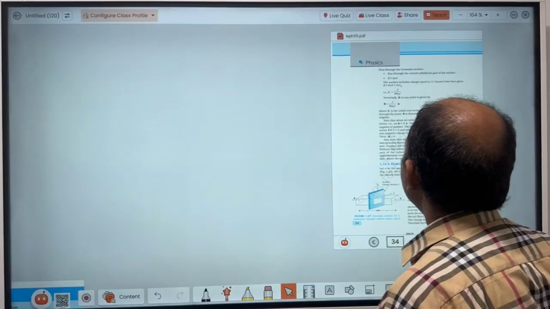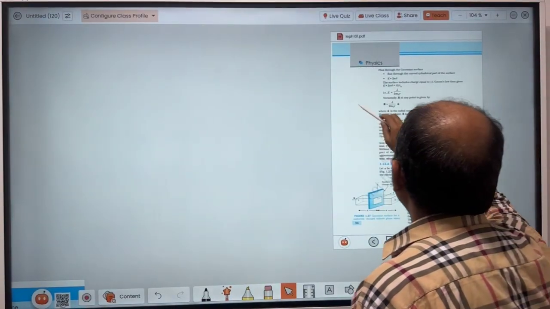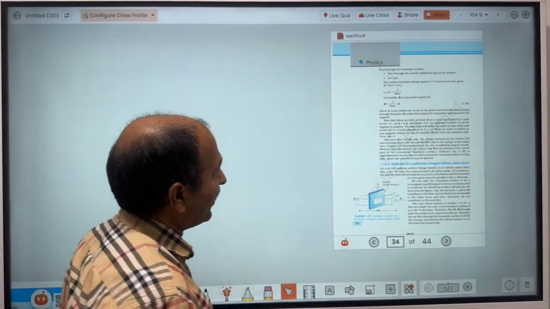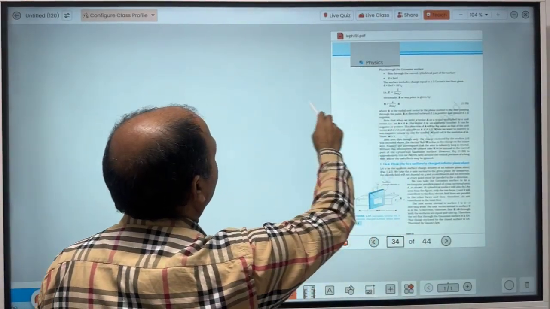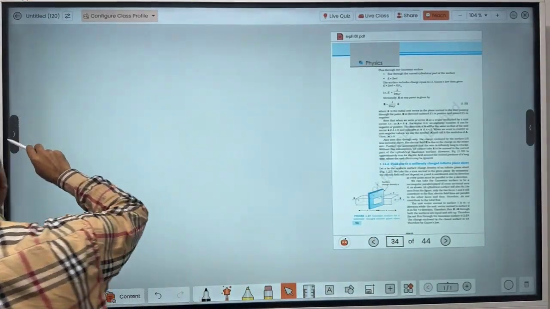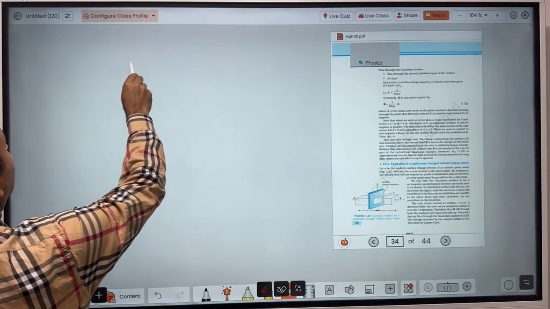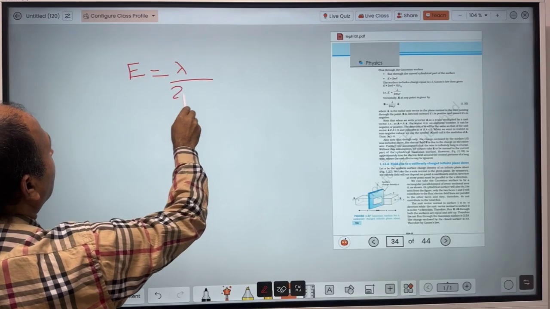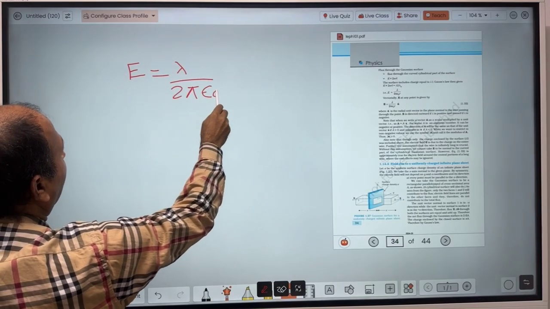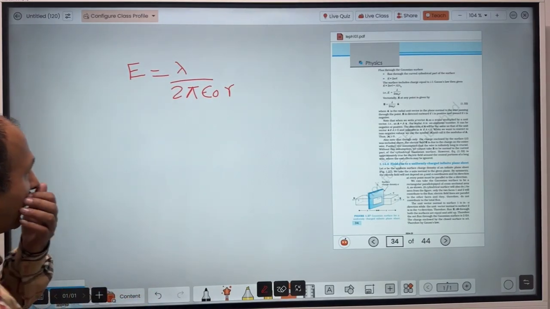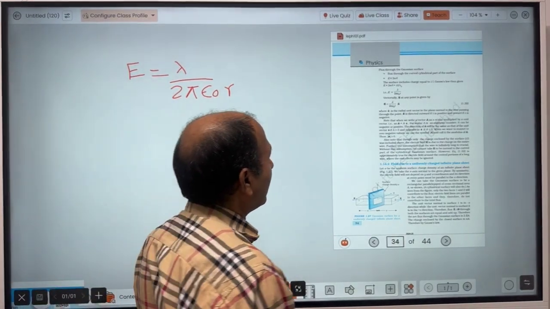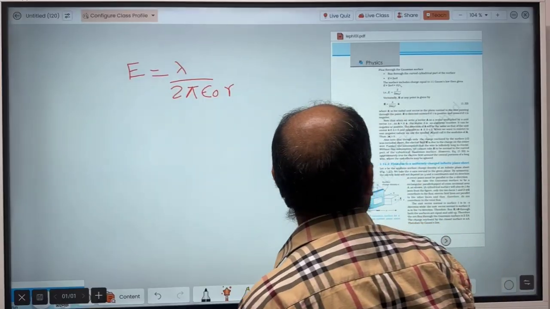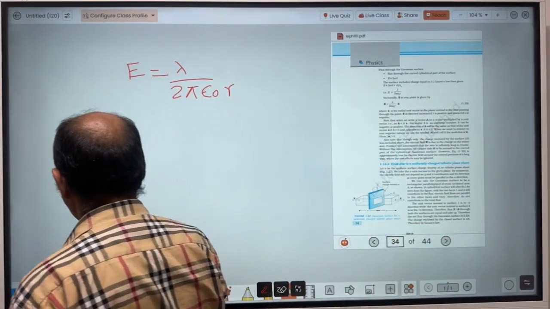In the previous lecture we have studied that the electric field due to a long straight charged wire is given by E equals lambda upon 2 pi epsilon naught R. Today we are going to study the electric field due to a uniformly charged infinite plane sheet.